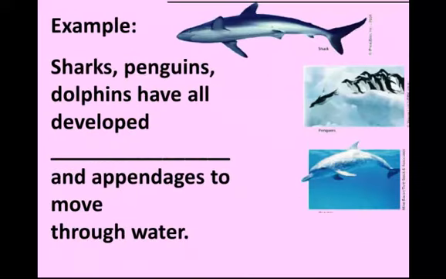We talked about the idea of sharks and dolphins, penguins. They all developed similar body shapes, streamlined bodies, appendages, fins, and flippers to help them move through water, even though they don't share a recent common ancestor. Penguins are birds. Sharks are fish. Dolphins are mammals. Because they are adapting to live in a similar ecosystem, they have evolved to look similar, have physical features that are alike.